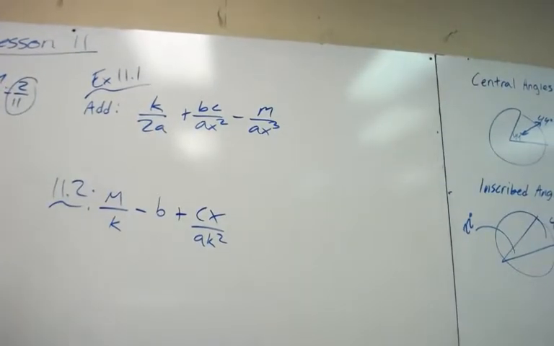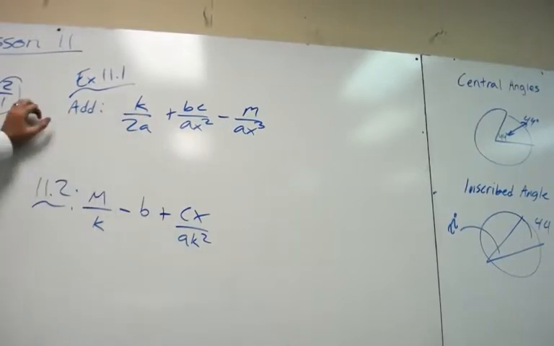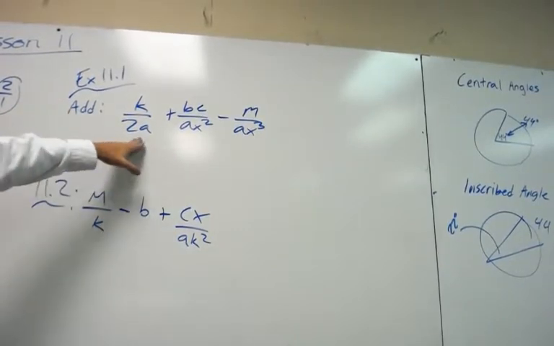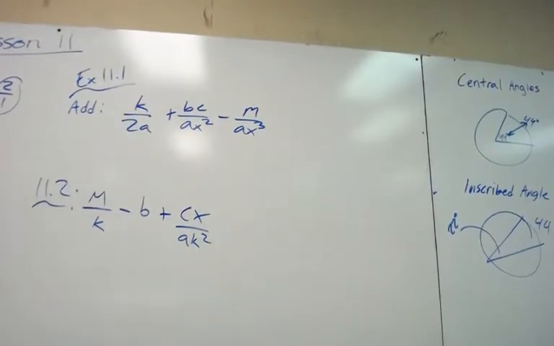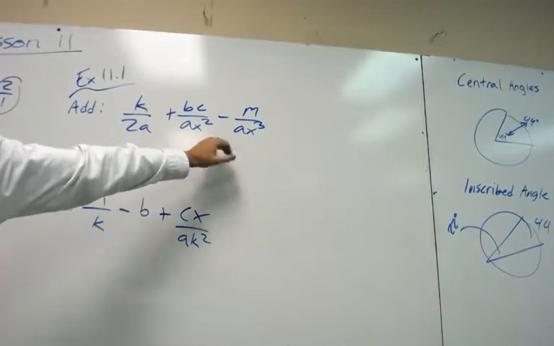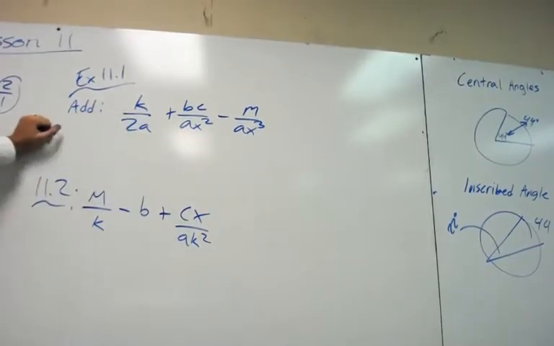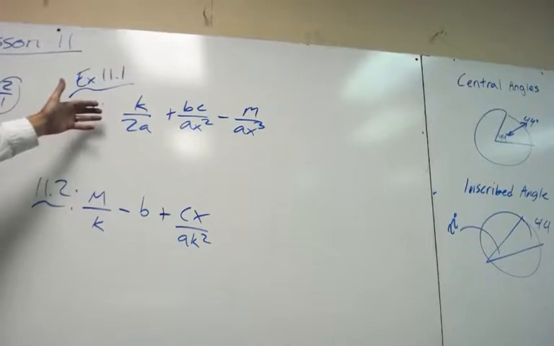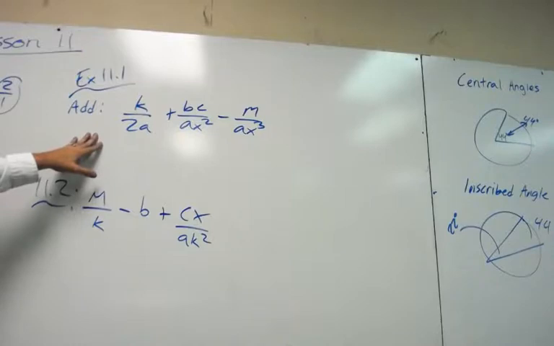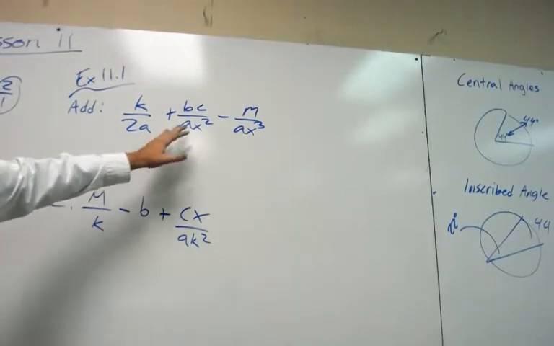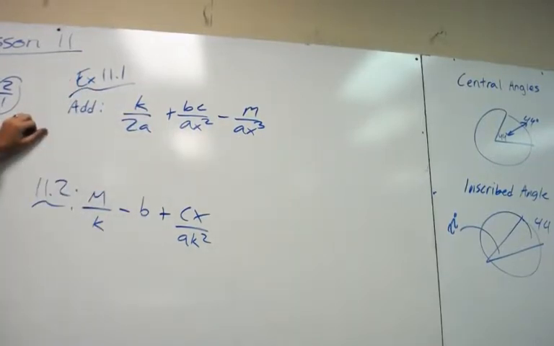So let's look at example 11.1. It says add all this. Well, right now we cannot add because these have denominators of 2a, ax squared, and ax cubed. However, we can manipulate the equation by multiplying by the least common denominator. Now, the question is, how do we find the least common denominator? It's not a number. Your least common denominator in these is basically a combination of everything on the bottom.